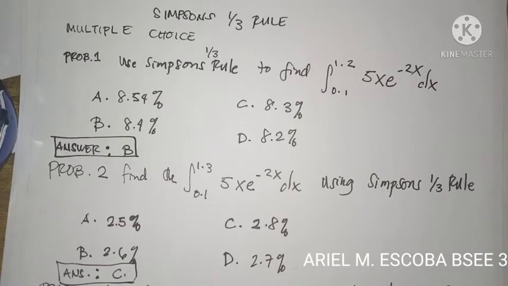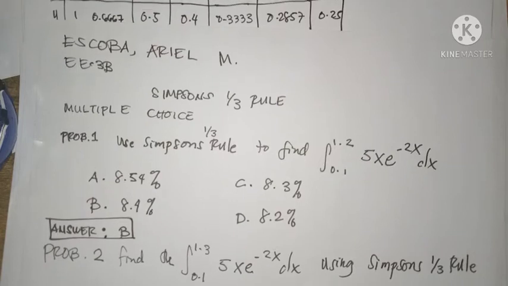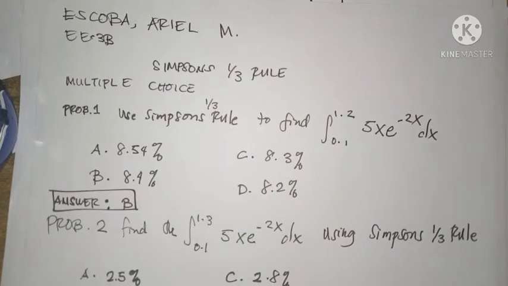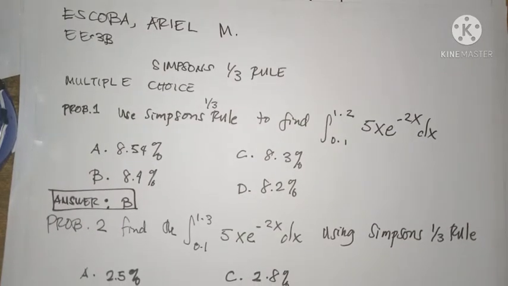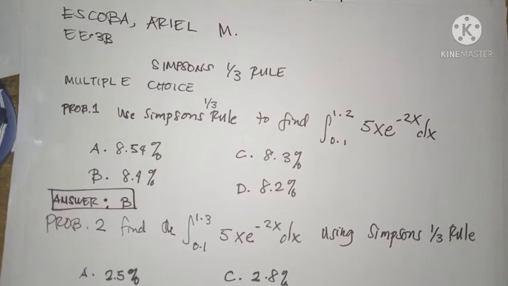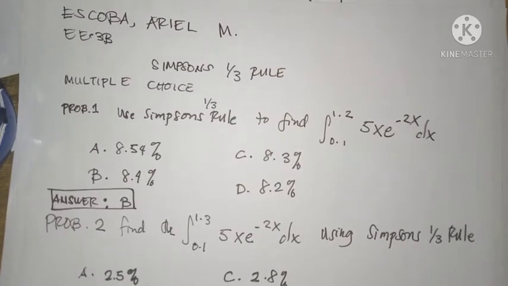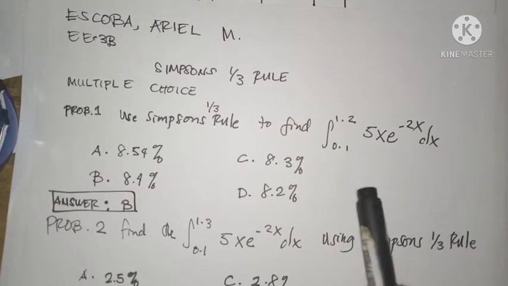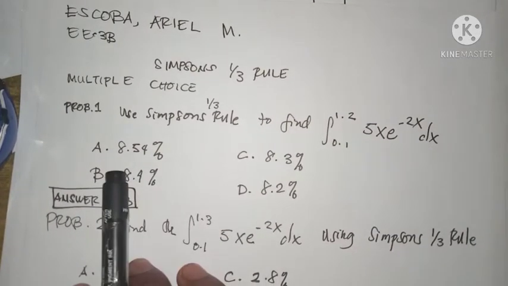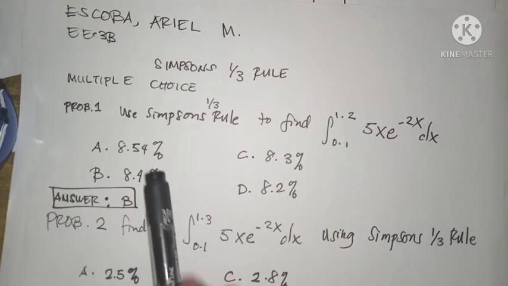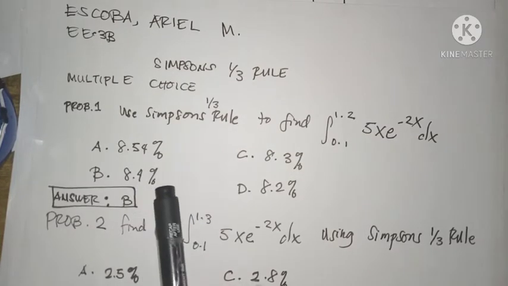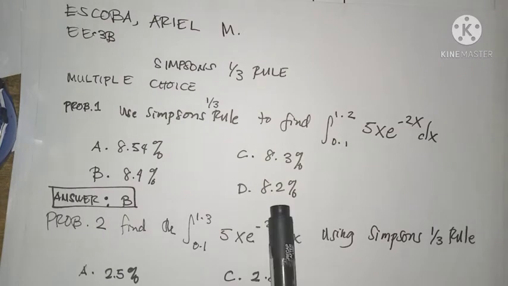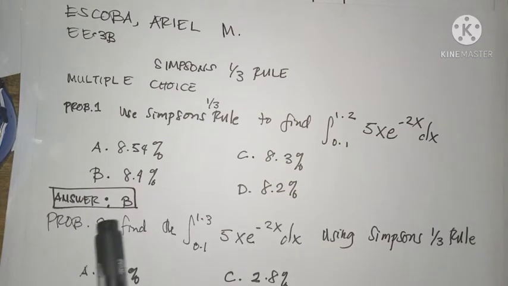Good day. For Simpson's one-third rule, this is the multiple choice. For problem 1, use Simpson's one-third rule to find the integral from 0.1 to 1.2 of 5x e raised to negative 2x dx. A is 8.54%, B 8.4%, C 8.3%, D 8.2%. So the answer will be.